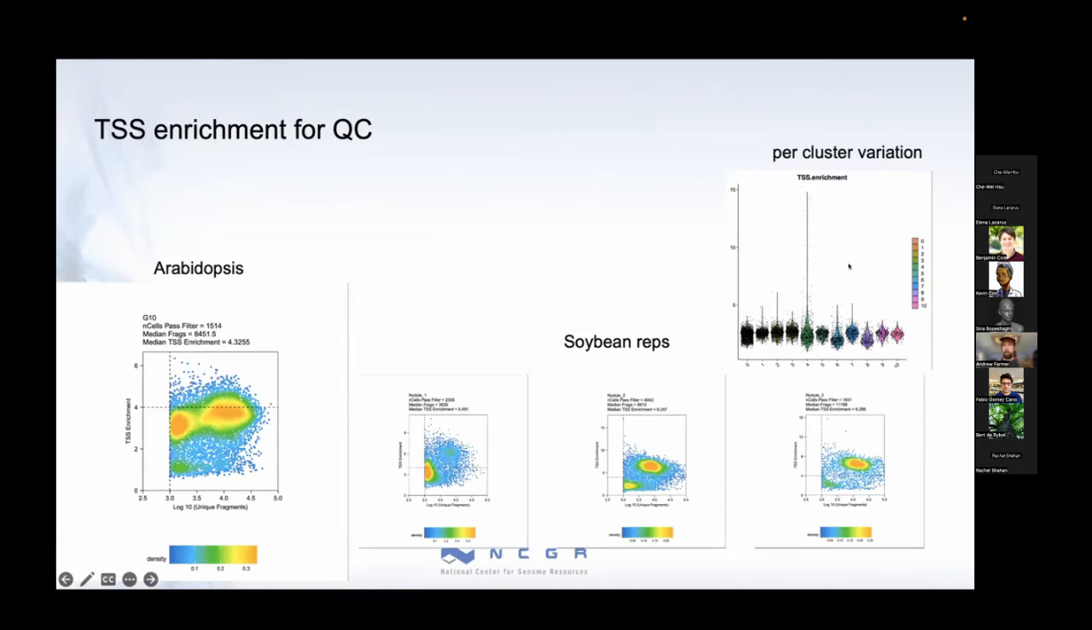And then again, you can also look at these sorts of things on a per cluster basis, and there's a little bit of variation, but it seems fairly consistent among the different clusters.